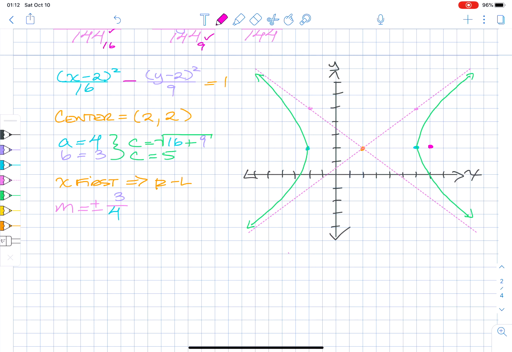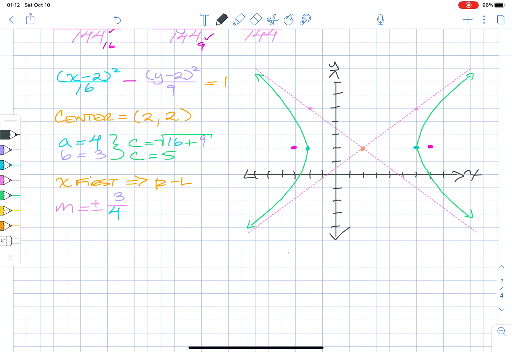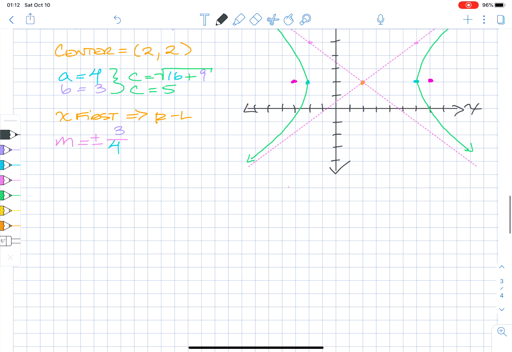So 1, 2, 3, 4, 5. There are the foci. Okay, so let's do the next one, which is number 2 on this question. So what do we have?